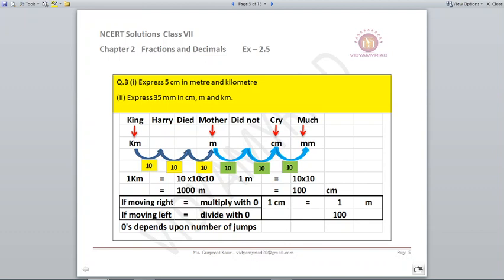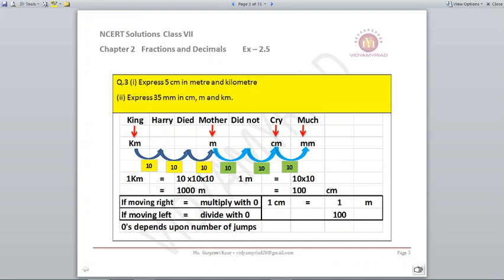For example, if we say 1 kilometer is equal to dash meters, how many jumps do I need to make? 3 jumps. So that means 1000 meters. 5 kilometers will become 5000 meters. Like that, you will just add 3 zeros. In the same way, 1 meter is equal to how many centimeters? How many jumps do you need to make? 2 jumps, that means 2 zeros. So 1 meter is equal to 100 centimeters.